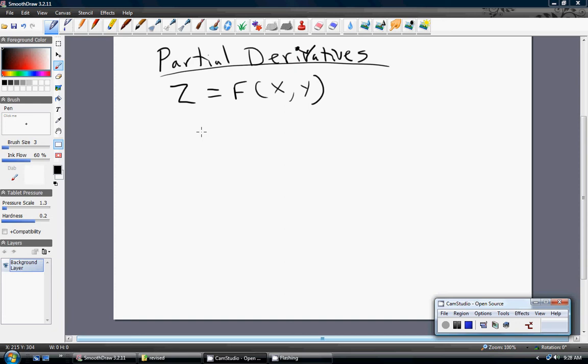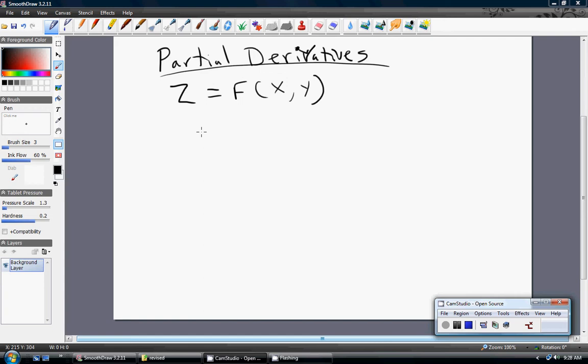And the partial derivative of z with respect to y measures the rate of change of z with respect to y while x is held constant. So it sounds a little bit confusing at first, but hopefully it won't be too bad.